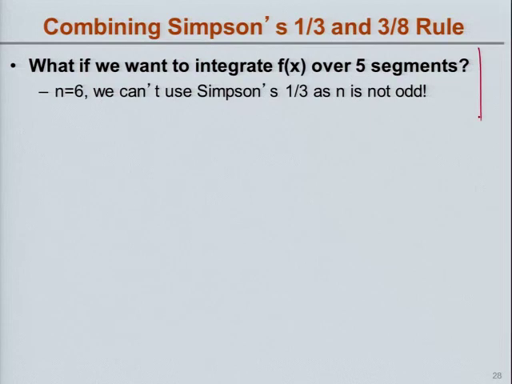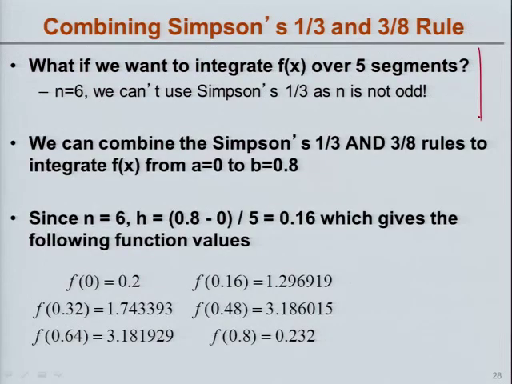Okay, this is what I've been sort of going on about. If you've got 6 points and 5 segments, you combine Simpson's 1/3 and 3/8. So you still need 0.8. You need 6 points, so you need to divide 0.8 by 5 to get the mesh spacing h, or the spacing between the points, and that's equal to 0.16. So the function values now are going to be 0, 0.16, 0.32, 0.48, etc., which is what we see here.